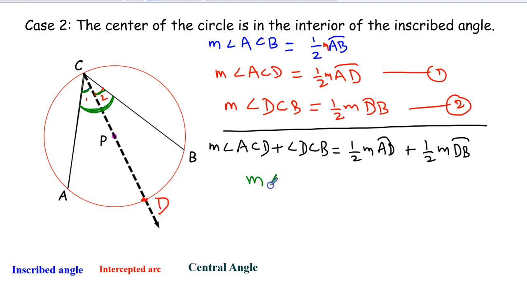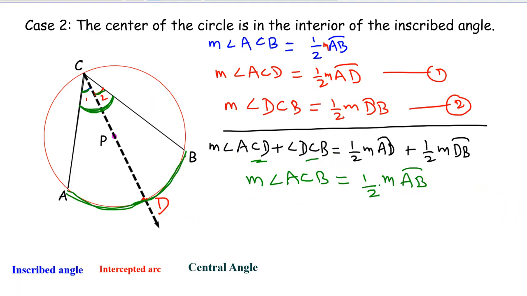So the measure of angle ACB, on adding these two small angles, you got that big angle, is equal to half, and half is the common factor. Take it out. And the measure of AD plus the measure of DB. AD is this arc. Plus the next arc DB is that one. Adding the two arcs AD and DB will give us the whole big arc AB. So half of the measure of the arc AB. That's what is required here. The measure of angle ACB is equal to half of the measure of this intercepted arc AB. Right? This is how case 2 is proved, making use of case 1.